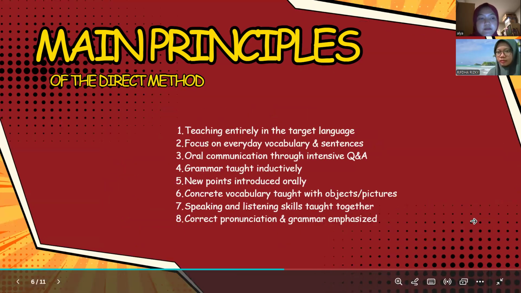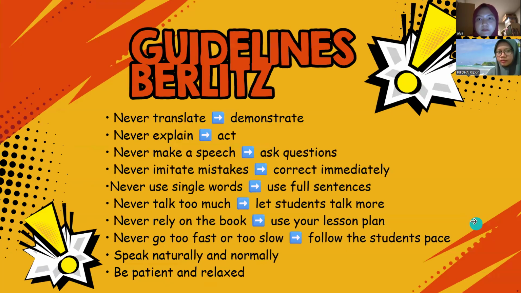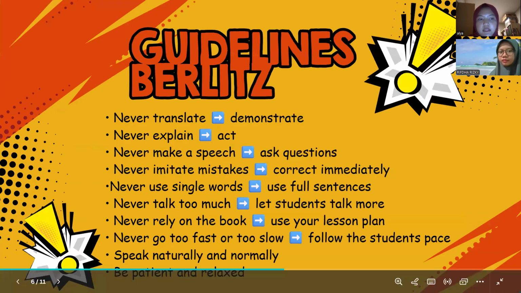So next, for the Berlitz guidelines, first is never translate but demonstrate. Demonstration links meaning directly to the target language. Next is never explain but act. It is easier to understand than long talk.